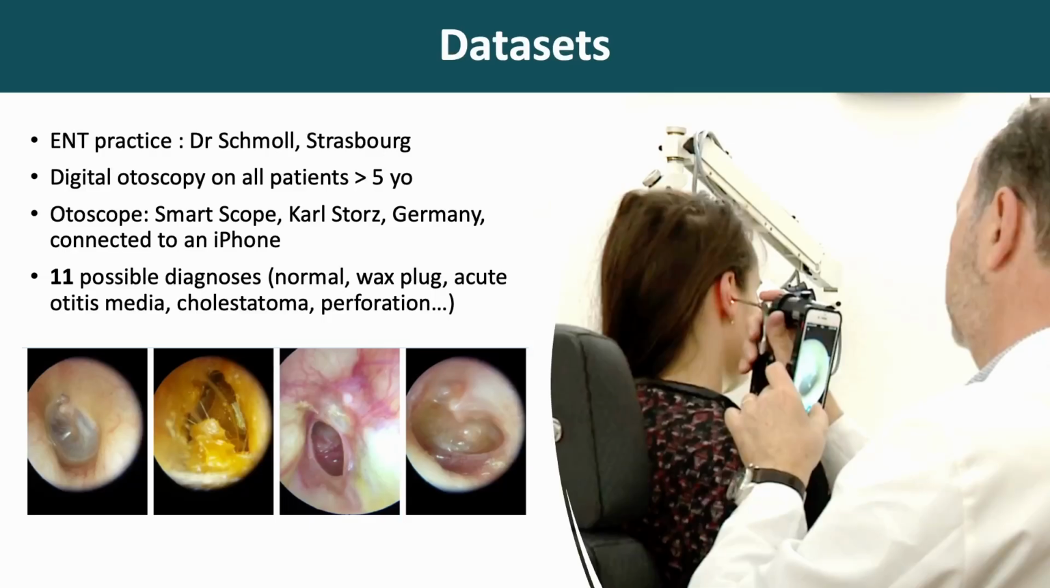The great thing is that Dr. Schmoll made this data set and collected thousands of images and then labeled them across 11 diagnoses. So, for example, you can see images from his collection: normal ear, wax plug, acute otitis media with perforation, this one, and cholesteatoma. These are examples from his collection.